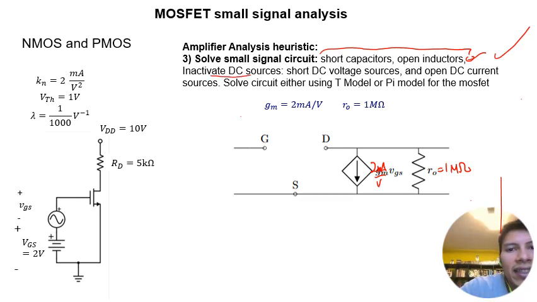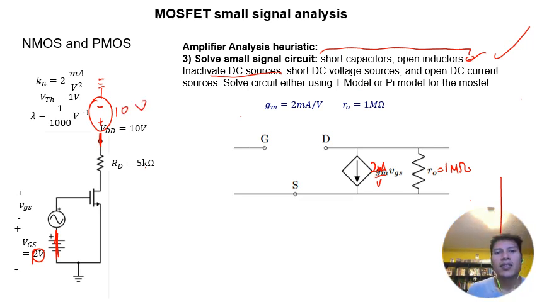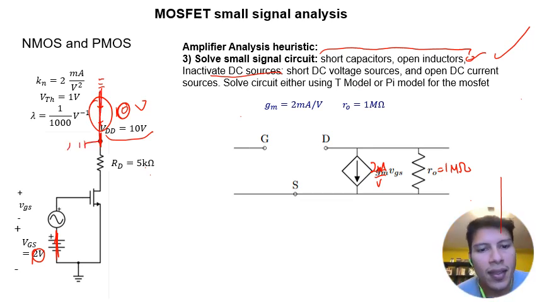Now we inactivate DC sources, so we need to turn this capital VGS into 0, thereby inactivating it, so that becomes a short. This VDD is really a plus, minus, and then a ground, 10 volts. So when we inactivate this, it becomes 0 volts, so this becomes a ground. Okay, and so now we're done inactivating all of our DC sources, and we end up with the following circuit.